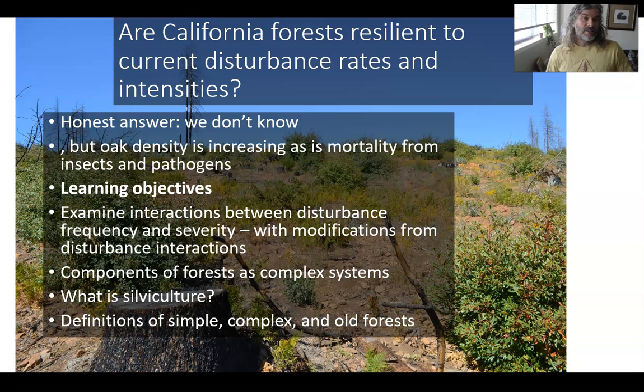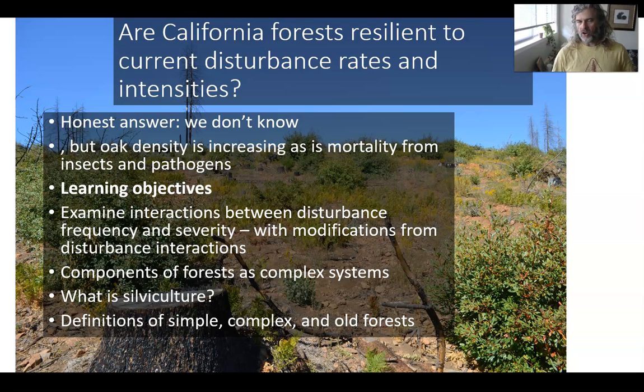So I'd like to begin this with a question that's probably on your minds, whether you are really focused on forests or if you're just broadly interested in the ecology of natural resources. And that's it. Are our California forest ecosystems resilient to current disturbance rates? If you care about these ecosystems, and I know that you do because you're taking this class, you probably want to know when and whether our forest systems are resilient to disturbance. The honest answer is we don't fully know.